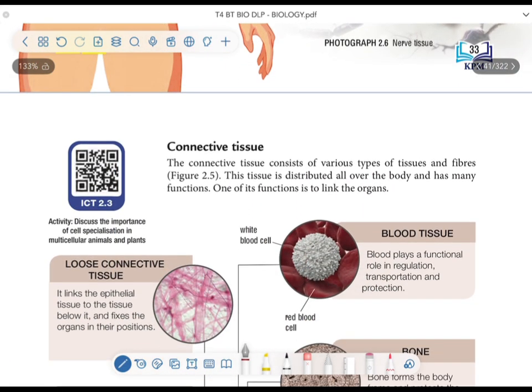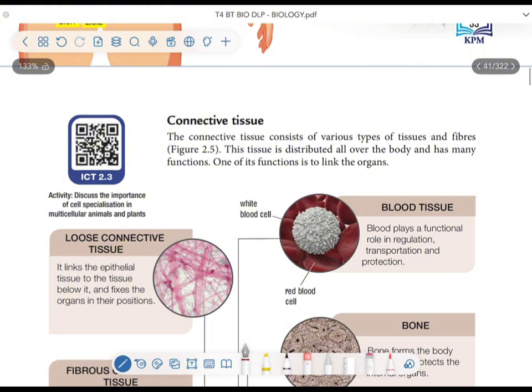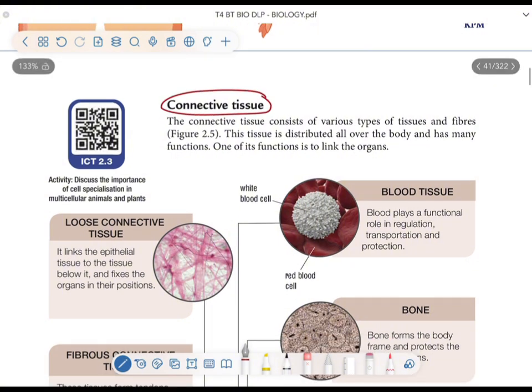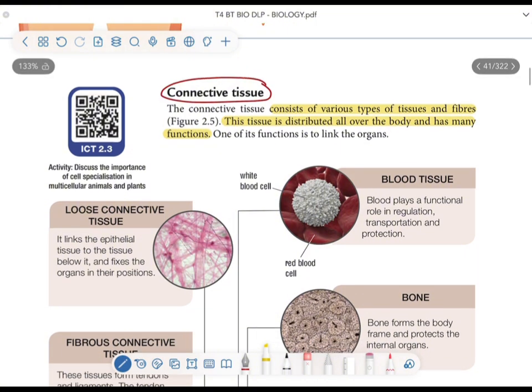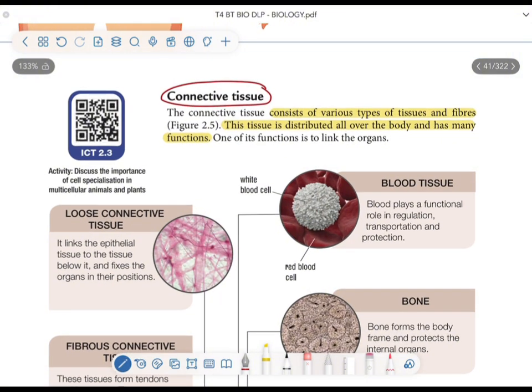So the last of the four major types of tissue found in organisms is the connective tissue. This connective tissue actually consists of various types of tissues and fibers. The tissue is distributed all around the body and has many functions. So let's see one by one. The major function of the connective tissue, since it is named connective, is that it must be able to connect something.